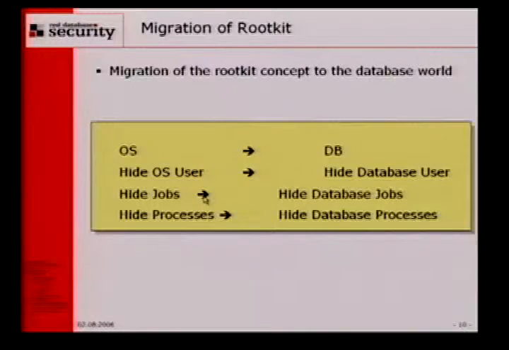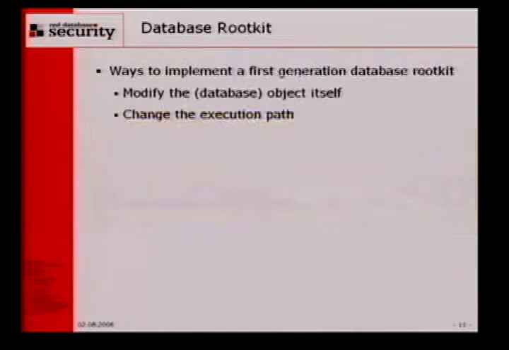So my goal was, after migrating a virus, to migrate a rootkit. So instead of using the operating system, we are using the database. Instead of hiding an operating system user, we are hiding a database user, database jobs, and processes. So the most fundamental parts of the database. And generally, there are two different ways to implement a first generation rootkit. The first way is we can modify the database object itself. And the second possibility is we can change the execution path.